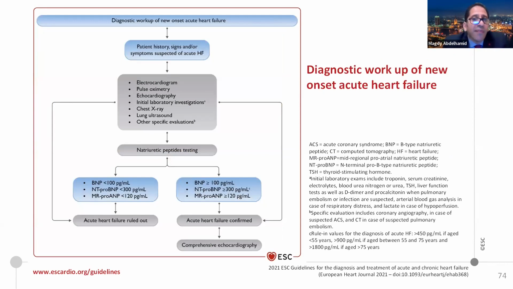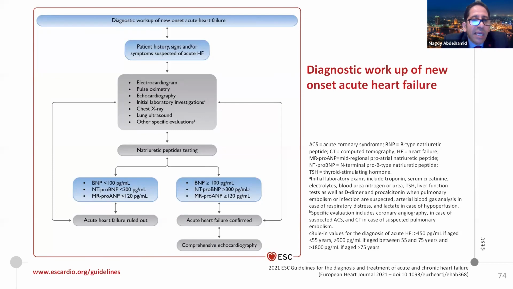Now, what about acute heart failure? Do we have any new data in the new guidelines? This is an algorithm which summarizes how to approach patients having acute onset of shortness of breath in the ER, having symptoms and signs suggestive of acute heart failure. Based on history and clinical evaluation, we have to assess these patients starting with the ECG, pulse oximetry, echocardiography, laboratory investigation, biomarkers are very important, NT-proBNP, chest X-ray, lung ultrasound.